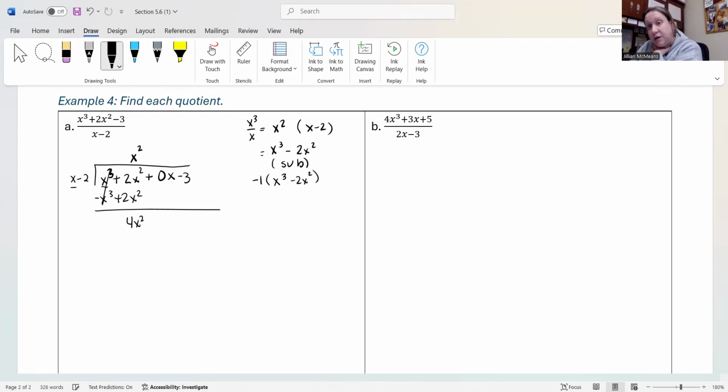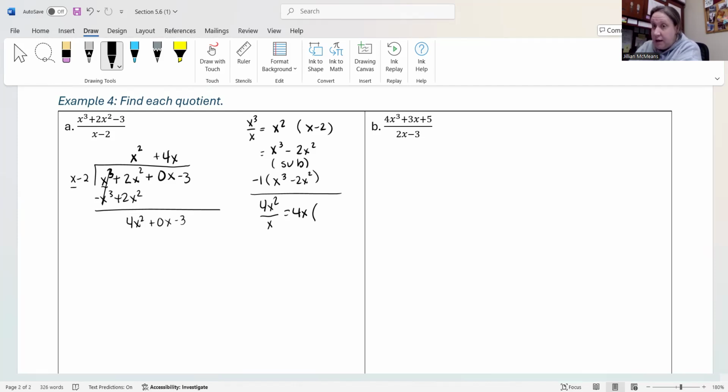And then I just drop down the rest of my dividend. So then I have plus 0x minus 3. And now I repeat the whole process. So I take the first term of my dividend, which is 4x squared, and I divide it by the first term of my divisor, which is x. And when I do that, x squared divided by x is just x, and then I get a 4. So I get 4x, and then that goes up here.